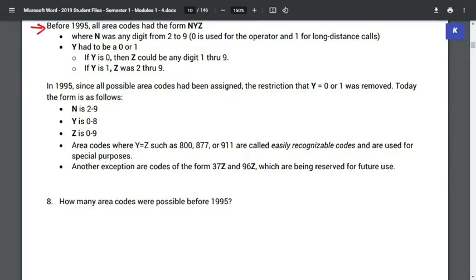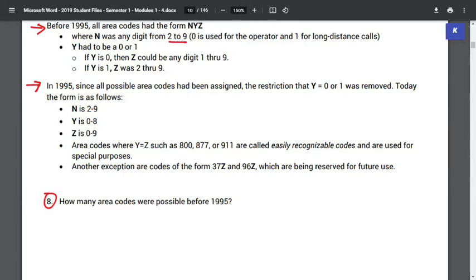And then it says in 1995, since all the possible area codes were assigned, they removed a restriction, and we need to figure out how many they have now. So before 1995, that's what it's going to ask us to do first. I'll talk it through, then I want you to try this problem out. Then same thing with the one since 1995, that one's a little trickier, so I'll help you out with that one as well. But if we look at our first one, if we read through, N is any digit from 2 to 9, so we can figure out how many are there.